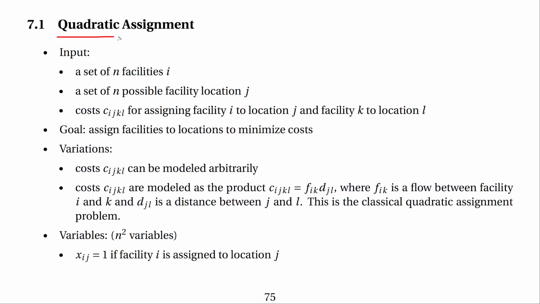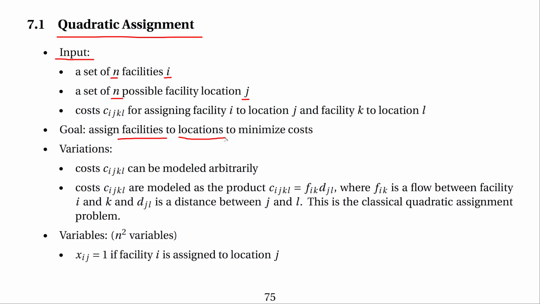One problem that everybody should know is the quadratic assignment problem. As input, we have a set of n facilities that we index with this variable i, and we also have a set of n possible facility locations that we index with this variable j. Like the linear assignment problem, the goal is to assign facilities to locations to minimize the cost. However, the cost is now modeled in a more complicated way.